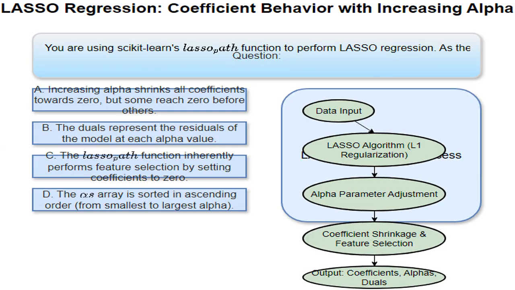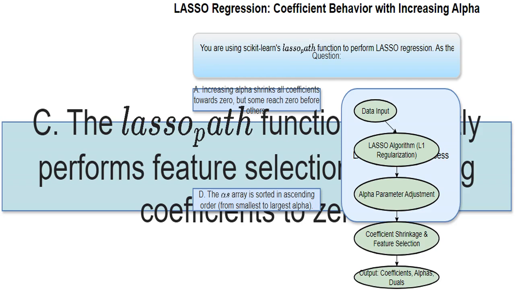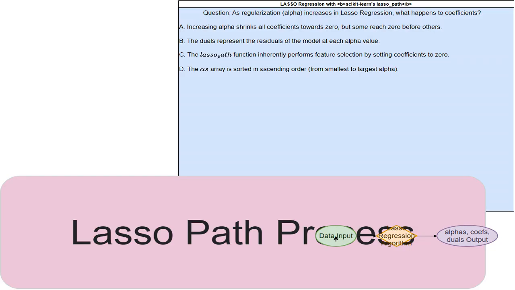The overall topic focuses on how the lasso regression model's coefficients behave when the alpha parameter is increased. This describes the overall lasso regression process: the steps involved in the algorithm, from data input to output. I see. Lasso path process.